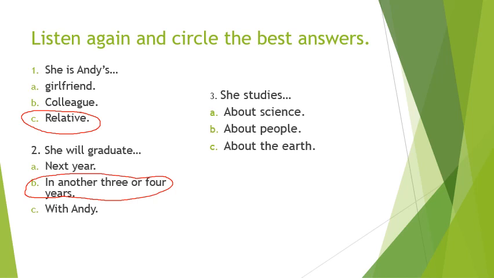Next, number three. She studies: letter A, about science, B, about people, or letter C, about the earth. What is the correct answer, class? According to the conversation, what does she study? She is studying psychology. So psychology is about what? About science, about people, or about the earth? Psychology is about people. All right.